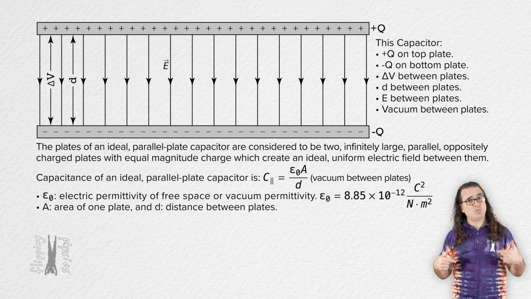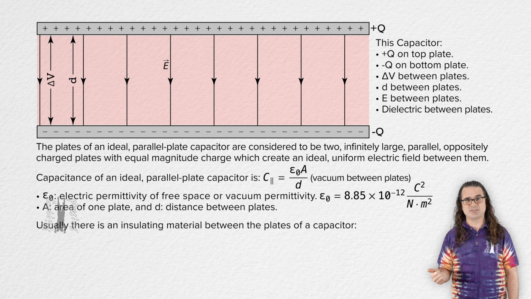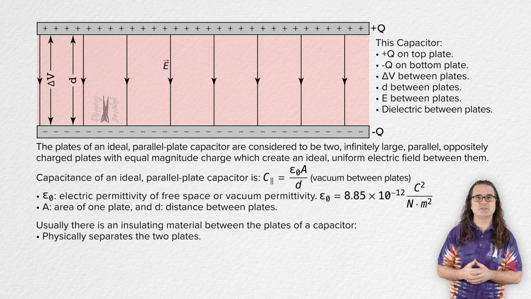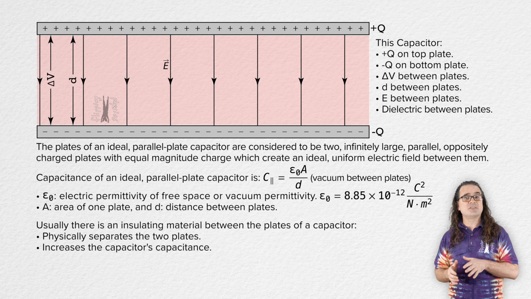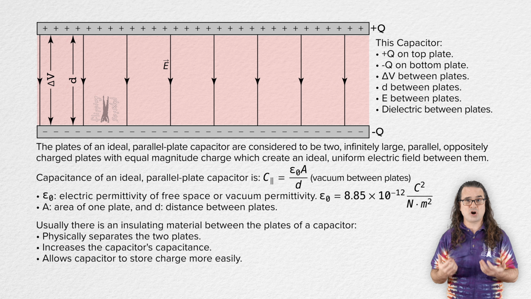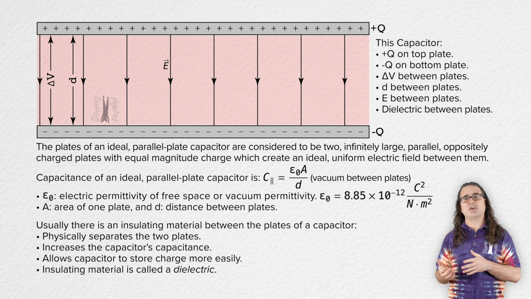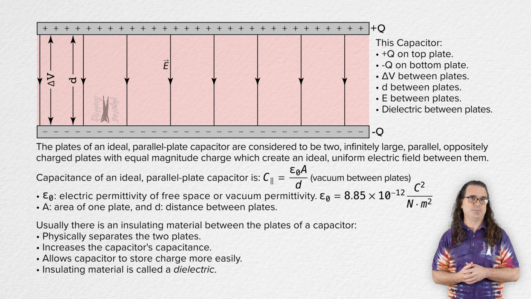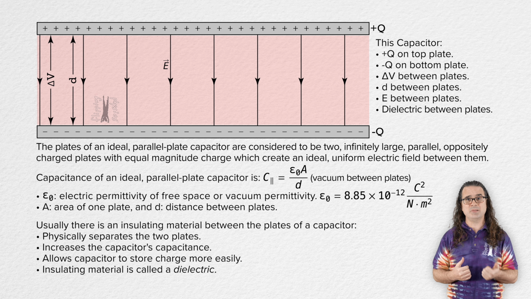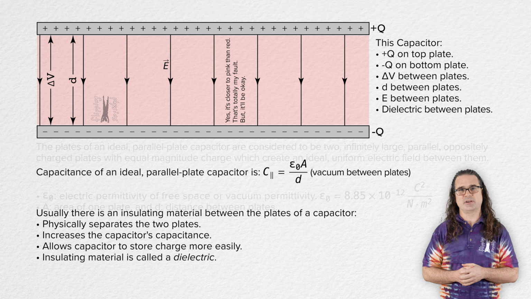Yeah. That is why usually there is an insulating material between the plates of the capacitor. This is both to help separate the two plates, as Billy pointed out, and the insulator increases the capacitance of the capacitor, which allows the capacitor to store charge more easily. The insulating material between the plates of the capacitor is called a dielectric. To illustrate that this parallel plate capacitor now has a dielectric between the two plates, I have added a red rectangle between the two plates in the illustration.